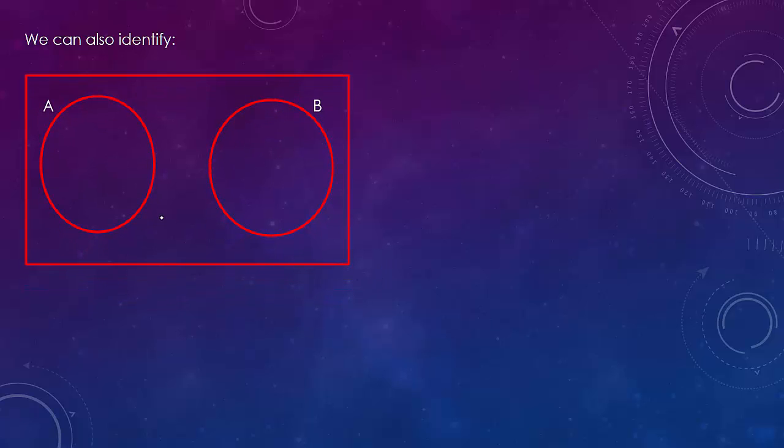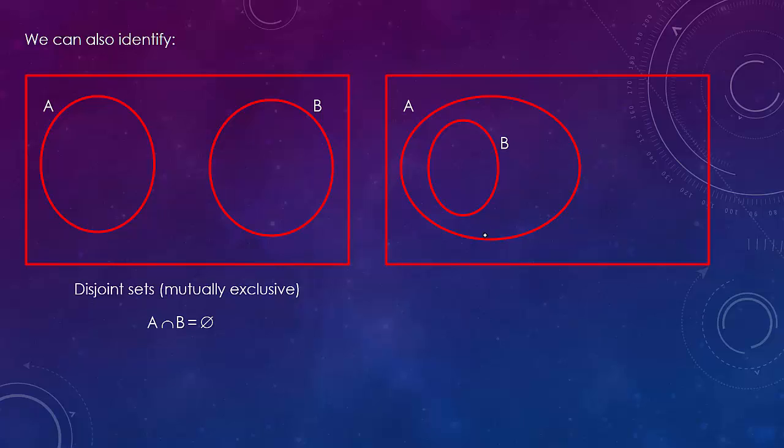We can also identify, if we have sets like this, these are disjoint sets. Remember, these are sets with no intersection. So for these sets, A intersection B is the empty set. We can also identify this situation where the set B is entirely within A. B is therefore a subset of A, and we can write B is a subset of A symbolically.